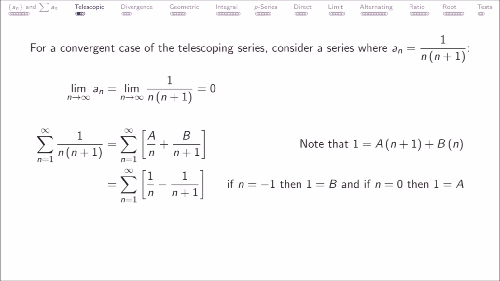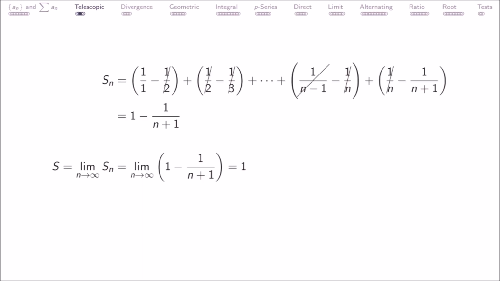For a convergent case of the telescoping series, consider a series where an equals 1 over n plus 1. Here is the limit of an, and here is the sum in partial fractions. Note what happens to Sn, and note the limit of Sn as n approaches infinity.